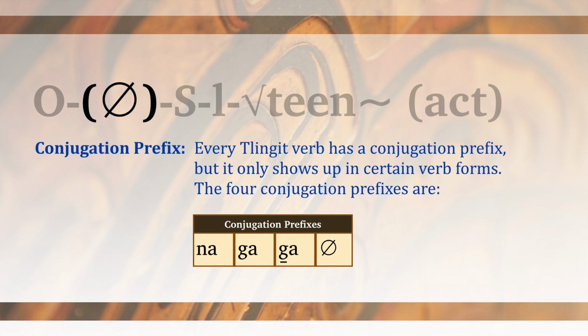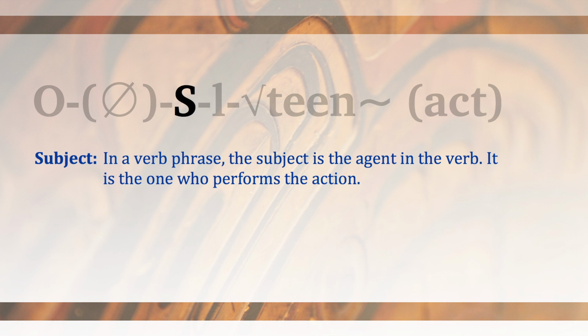The next item is the conjugation prefix. Every Tlingit verb has a conjugation prefix, but it only shows up in certain verb forms. The 4 conjugation prefixes are na, ga, qa, and the 0 marker. We'll learn more about these in a later lesson. Next we have the letter S, which is for the subject. In a verb phrase, the subject is the agent in the verb. It is the one who performs the action. Like the object, we'll soon look at a list of subject pronouns that we can substitute in this slot.